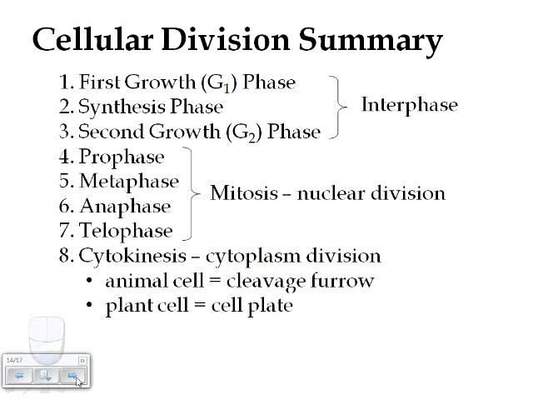So, our whole overview of cellular division: we've got interphase, mitosis, cytokinesis. We can take interphase and break it down into its three separate steps: first growth phase, synthesis phase, second growth phase. Mitosis can be broken down into PMAT: prophase, metaphase, anaphase, telophase. And our last thing is cytokinesis, where the cytoplasm divides.